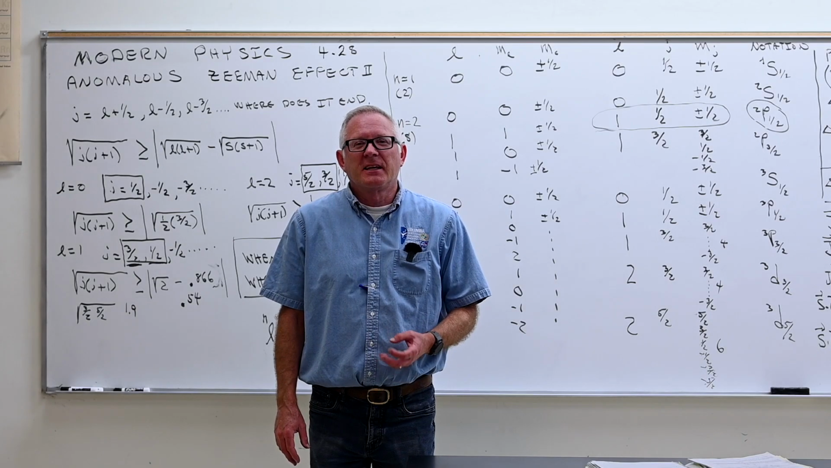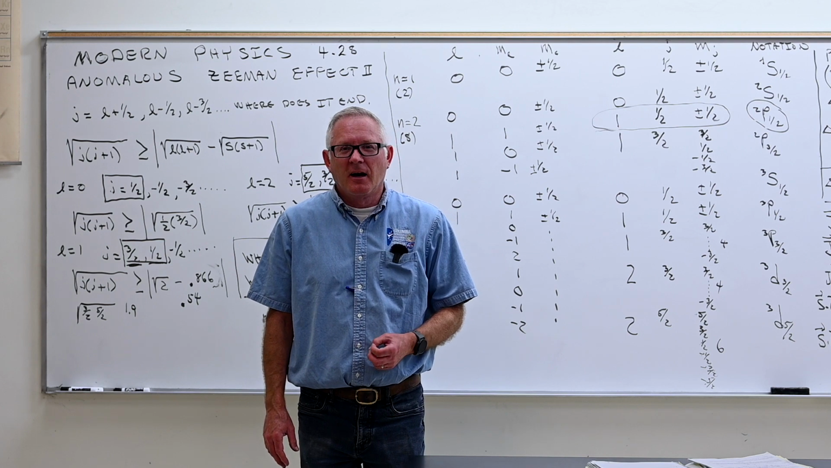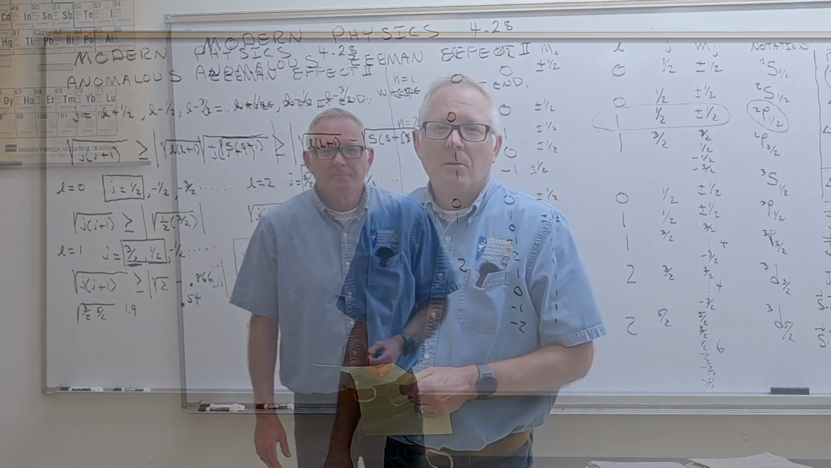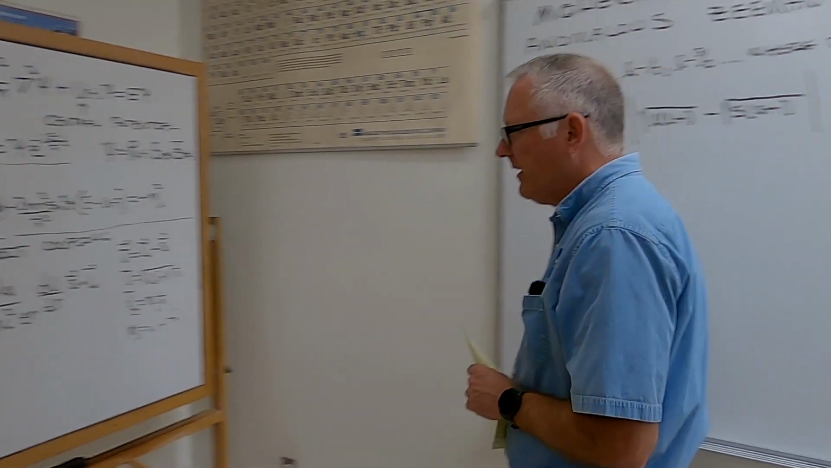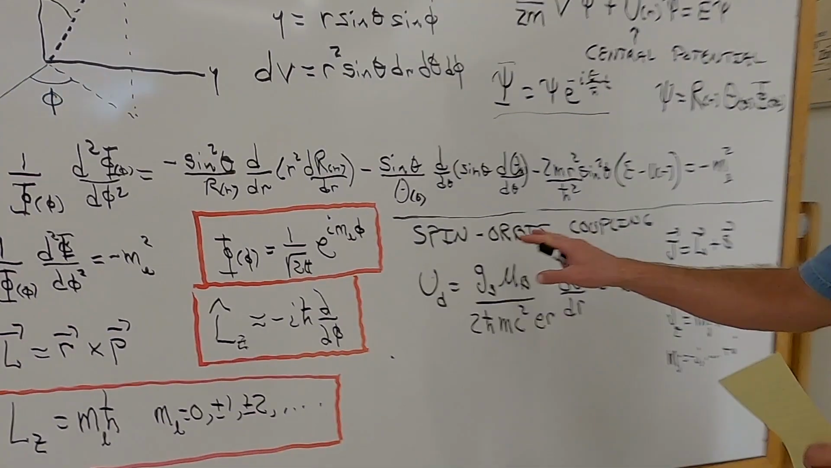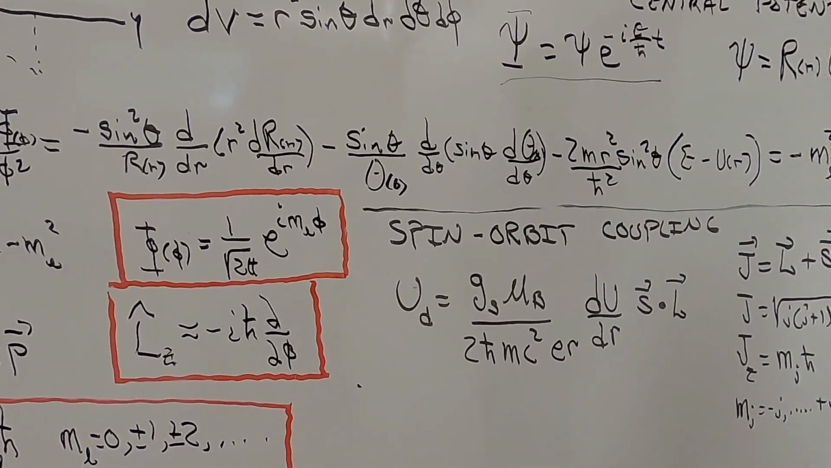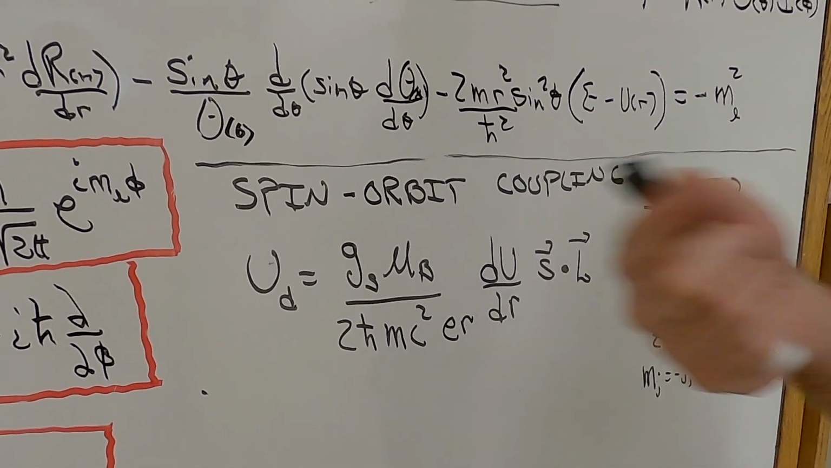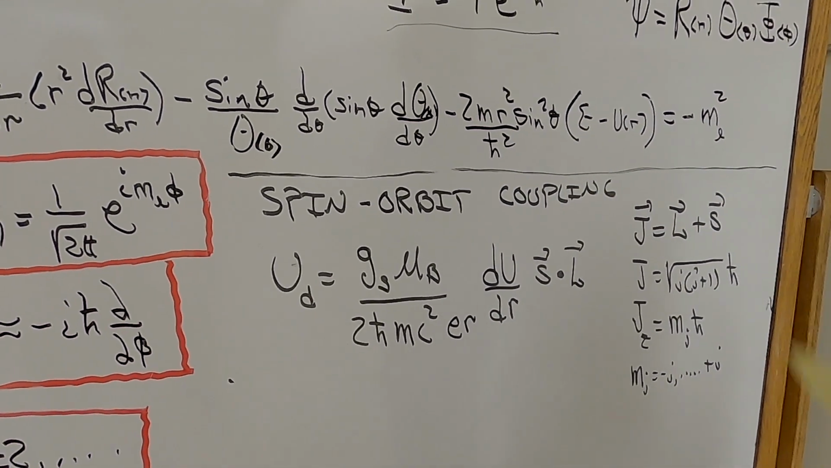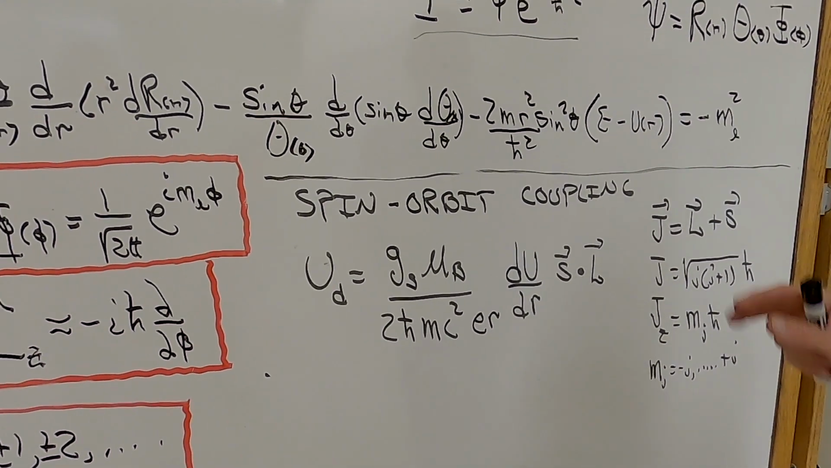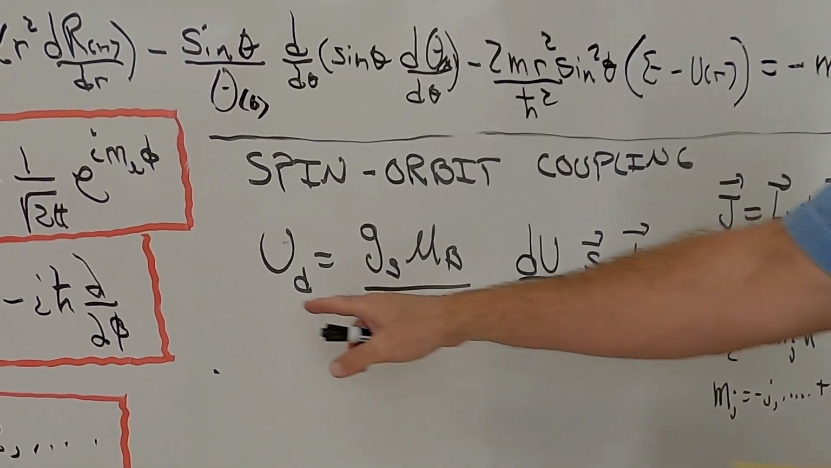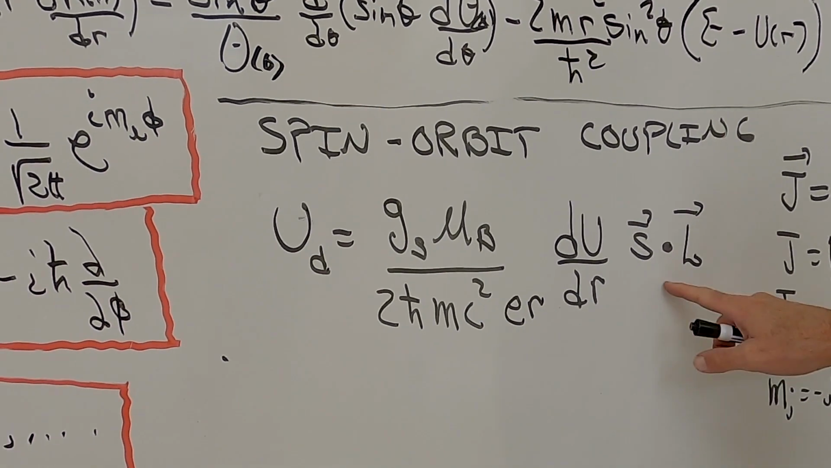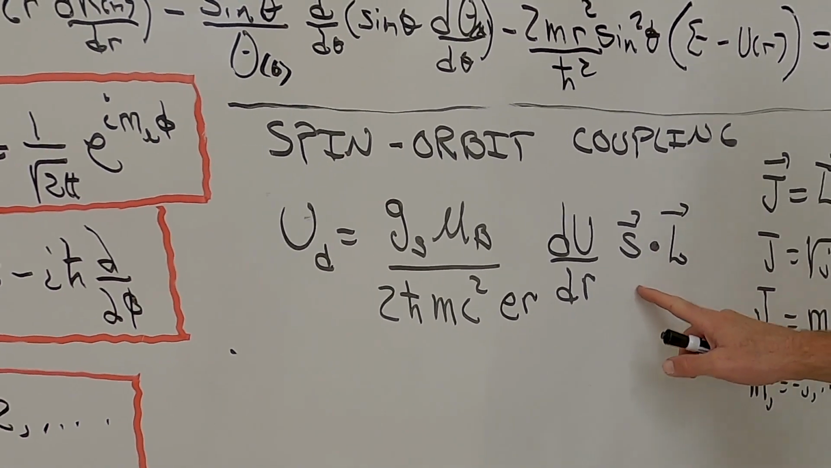So this video is a continuation of the anomalous Zeeman effect. In the last video, we were talking about spin orbital coupling right here. From the electron's point of view, the proton goes around him, giving him a magnetic field, and he's spinning. And these two couple together, giving me this as the energy right here, which we derived last time.